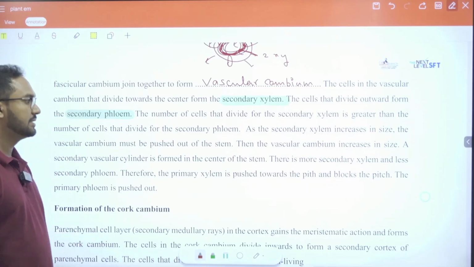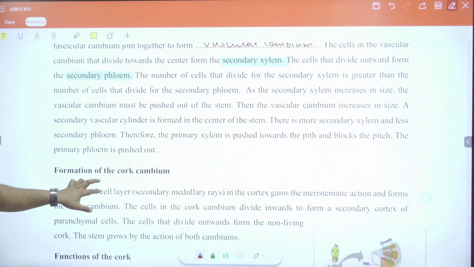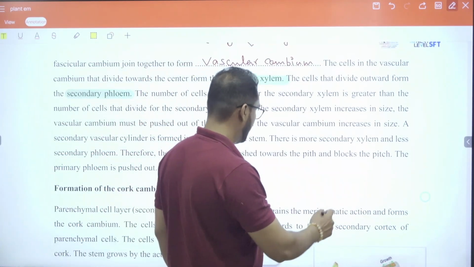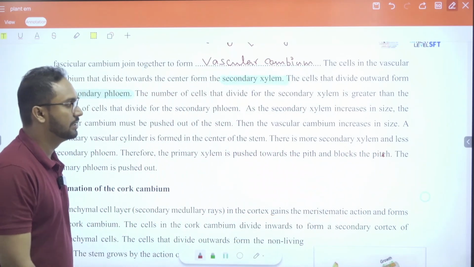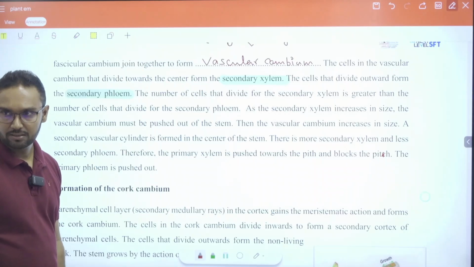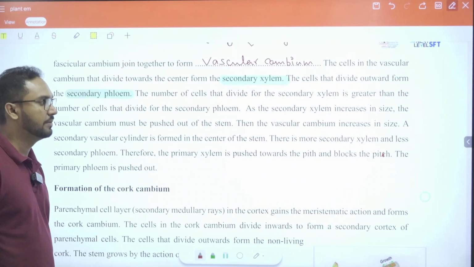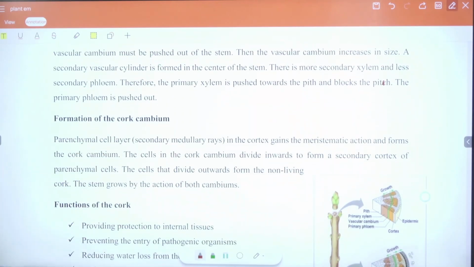There is more secondary xylem and less secondary phloem. Therefore, the primary xylem is pushed toward the pith and blocks the pith. ඒක pith. Pith එක press වෙනවා නේද? හරිද? ඒකෙන් accumulative pressure එකක් එනවා, stem එකේ center එකට. Primary xylems ටික හිර වෙලා accumulative pressure එකක් එනවා. The primary phloem is pushed out.